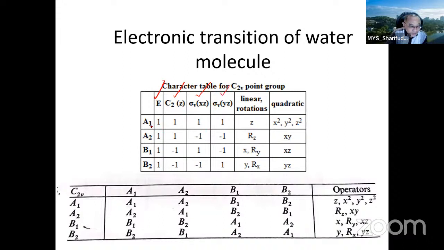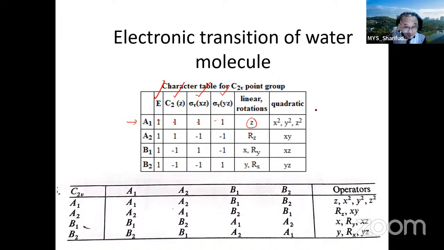Yeah. Now you have A1, where the basis of A1 is your z-axis. So if you just put a z-axis on the water molecule and do all the operations, you will see that each operation will give you a 1, 1, 1, 1. Yeah. 1 here means nothing. It doesn't change. How do I say it? The axis doesn't change to negative, right?